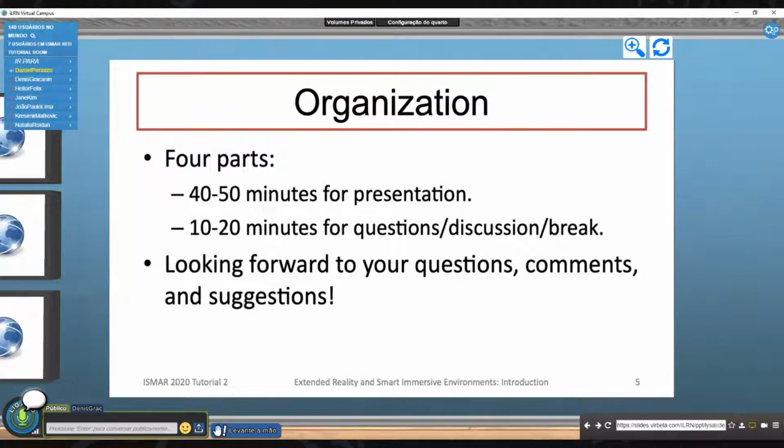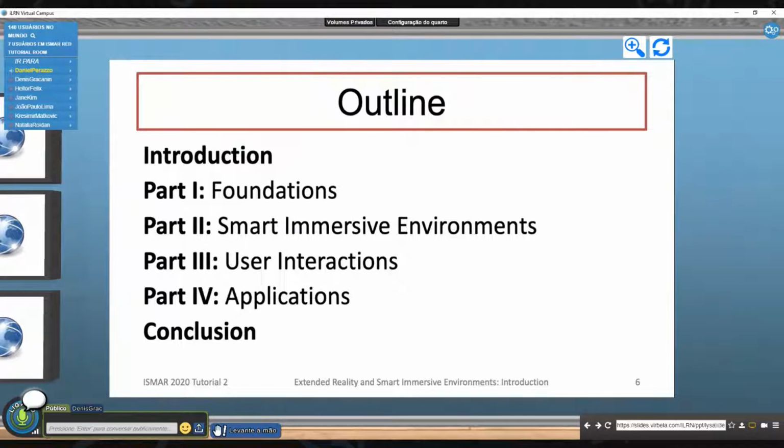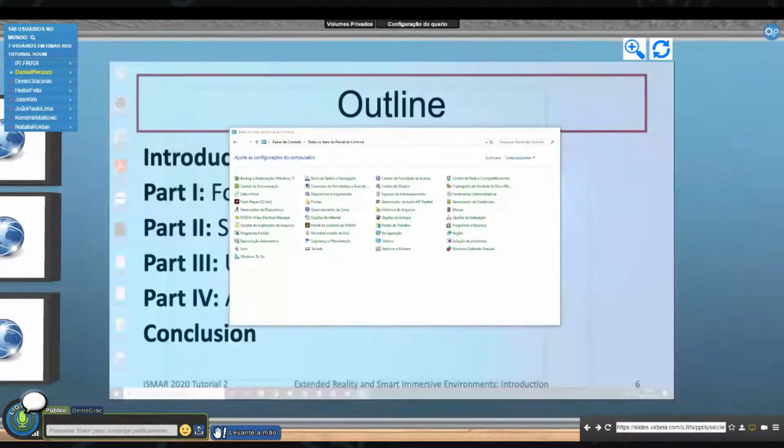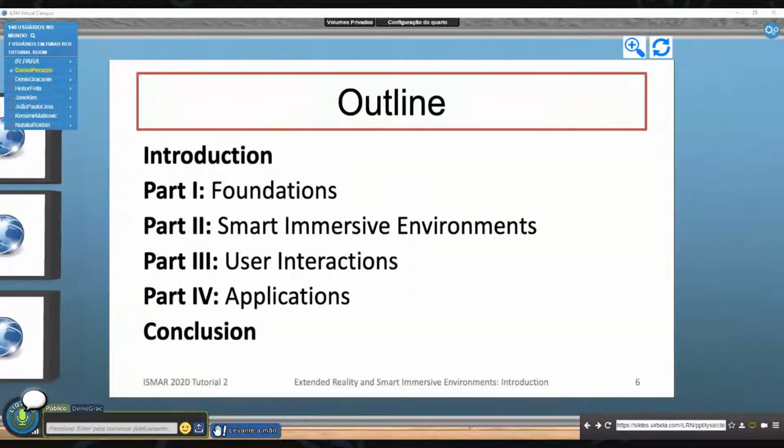So the outline of the topics presented include, in part 1, foundations of extended reality and smart built environments, followed by part 2, when we are going to discuss basic idea and principles behind smart immersive environments. In part 3, we are going to talk about user interactions and how to provide affordances for those user interactions, while in part 4, we are going to provide several examples of applications. And that will be followed by a brief conclusion.